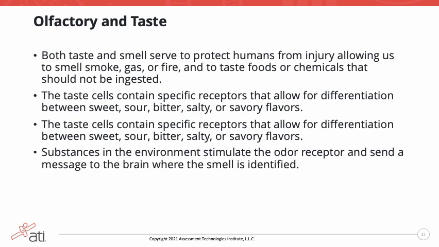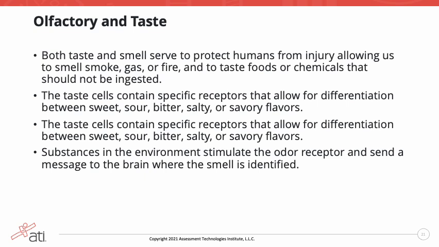Humans have approximately 10,000 taste buds, but this number begins to decline after age 50. Bummer. We have taste cells that are stimulated when we chew and swallow our food, and that helps us to identify tastes as those cells send messages to the brain. The taste cells contain specific receptors that allow us to differentiate between sweet, sour, bitter, salty, or savory flavors.